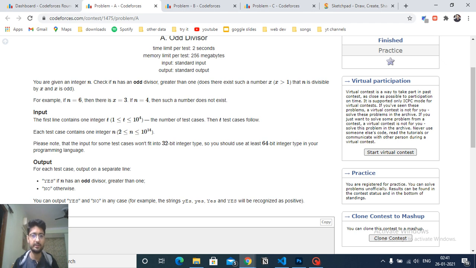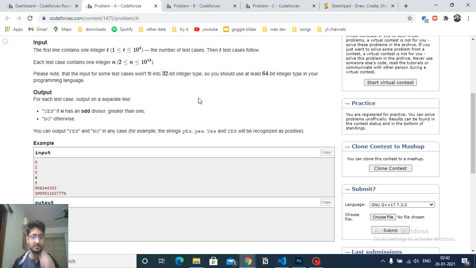I hope you can get the intuition. I can show you the code. Because the number is a 64-bit number, up to 10 to the power 14, what you can easily do here is just check whether it is a power of 2. I have checked for 60 bits. For every number just check for the 60 bits, which means 2 to the power of 1, 2 to the power of 2, 2 to the power of 3, till 2 to the power 60.